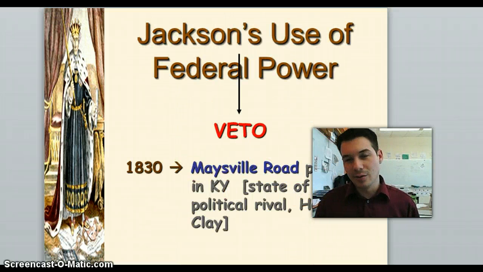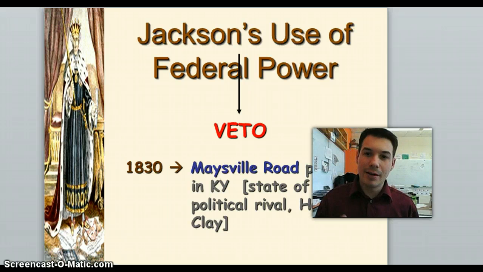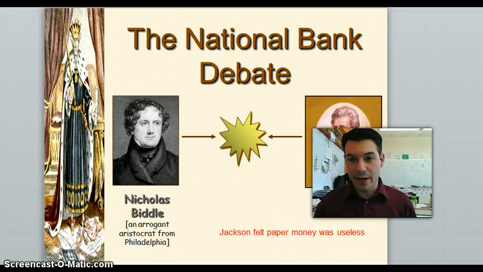Now, the bank is a whole different issue. Jackson does not like the bank. In fact, Jackson doesn't like paper money, which is ironic because he's on paper money. He's on the $20 bill. But he uses the federal power to veto the charter for the Second National Bank.